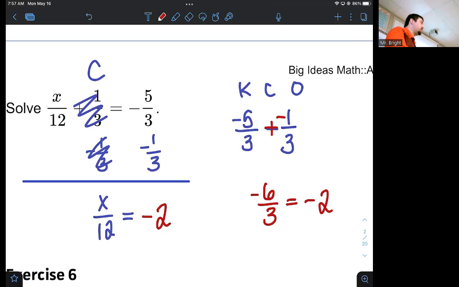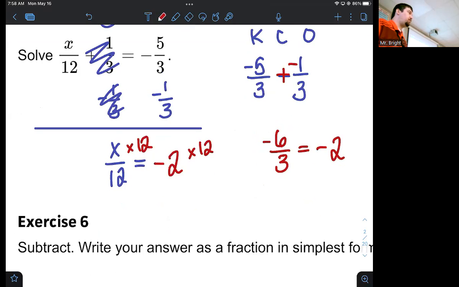What's the opposite of dividing by 12? Multiplying by 12, yeah. So we don't have to think fraction rules here. We just need to multiply by 12. And what's negative 2 times 12? Negative 24. X equals negative 24. That is the answer because now we have X by itself.